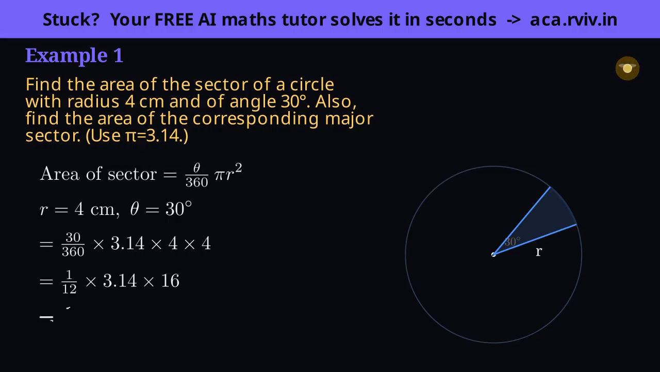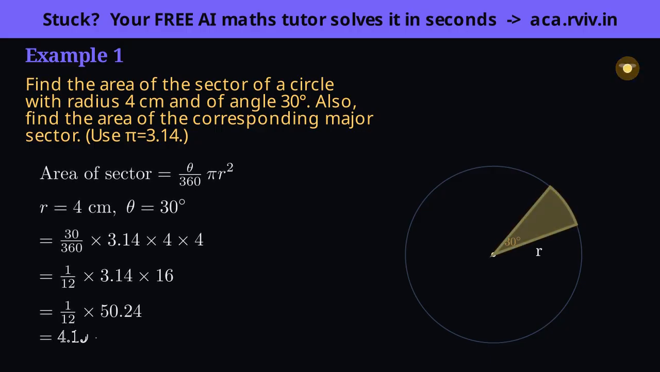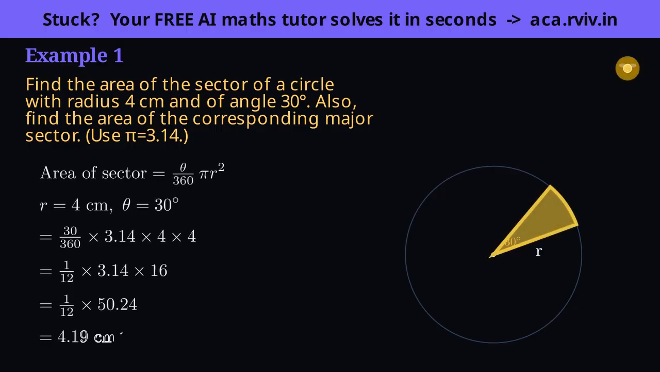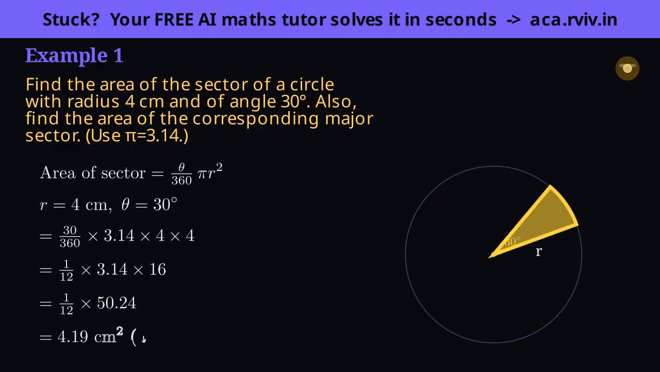Next handle the whole circle part, pi times r squared, which is 3.14 times 16. We are finding the full circle's area first, then we'll take a 12th of it. Finally take that 1/12 by dividing 50.24 by 12. This is the minor sector, the smaller slice, and it's about 4.19 square centimeters. Notice the units are square centimeters, because area always is.